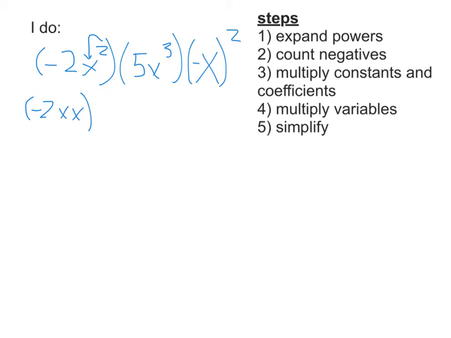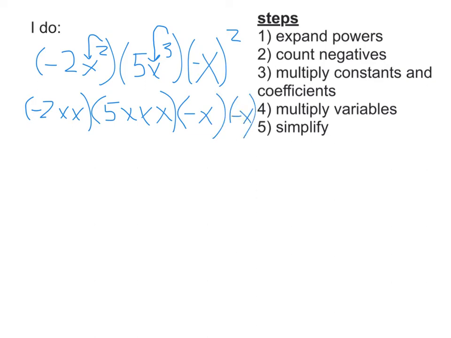So let's expand our next one, which is 5x to the third power, and once again, that 3 is inside the parentheses, so it just goes with that x. So that would be 5 times x times x times x. So there's 3 x's. Now, this last one, this 2 is on the outside of the parentheses, which just means that everything inside the parentheses, so both the negative and the x, are going to get multiplied by itself twice. So that would be negative x times negative x.